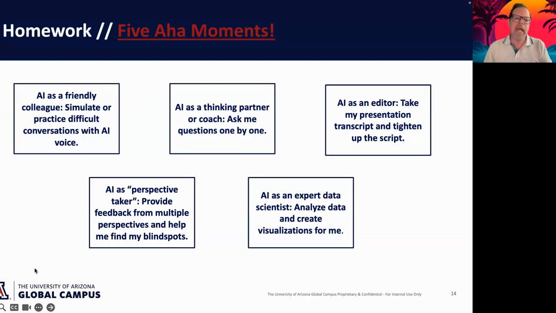You could ask AI to be a perspective taker, provide feedback from multiple perspectives, and help me find blind spots in my thinking. And you can use it as an expert data scientist. Claude recently released this thing called Artifacts, where if you turn that on, you can get it to visualize anything you want, as graphs, as dashboards, as pie charts. So if you're working on some research and you've got some provisional data and you're just kind of interested in what it might be starting to look like, that might be something that you want to try, just as a way to see what those possible perks or benefits could be.